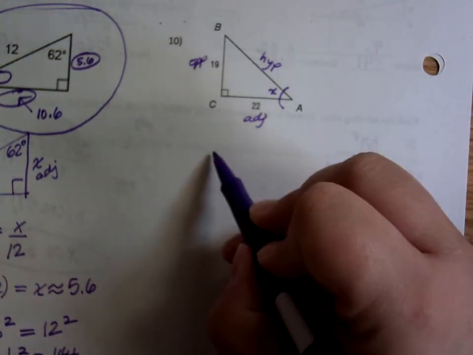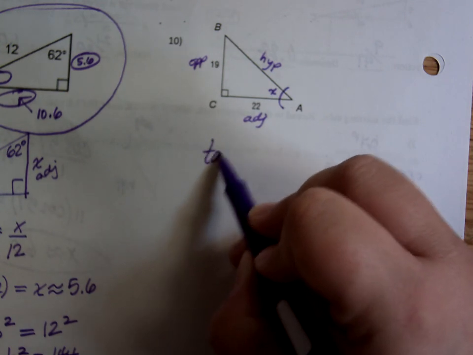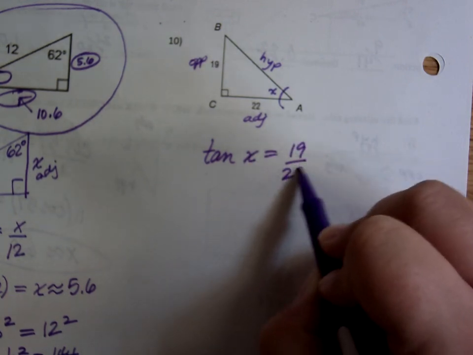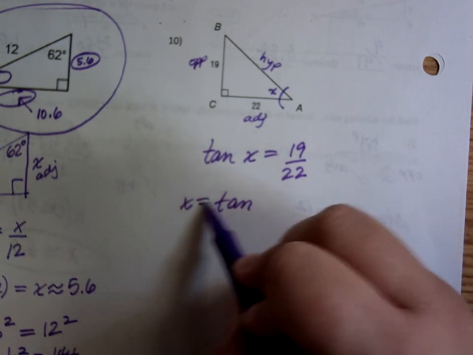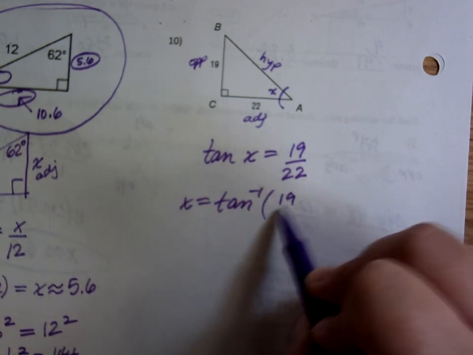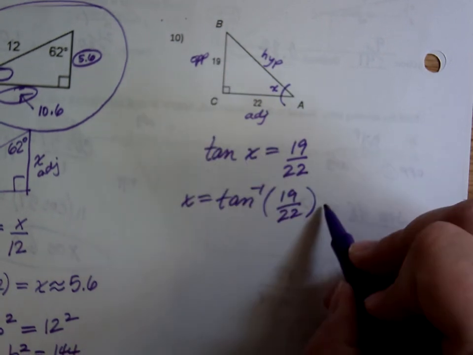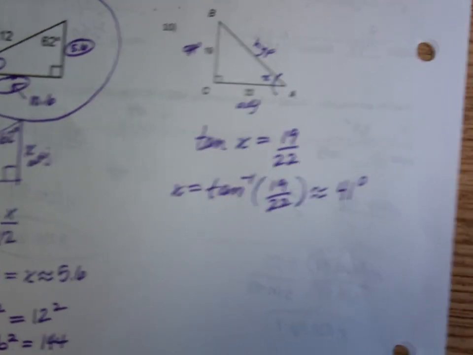That's the what? Tan, actually. Tan of x equals opposite over adjacent. That means inverse tan, x equals the inverse tan of 19 over 22. So in my calculator, I do second tan 19 divided by 22, and I get 40.8. Okay, 40.8 rounds up to 41 degrees, and they've been telling me to use whole number degrees.